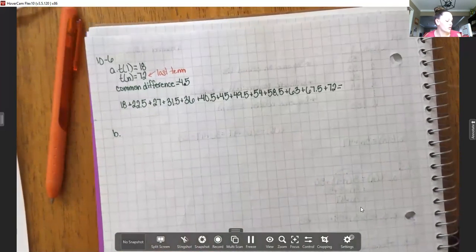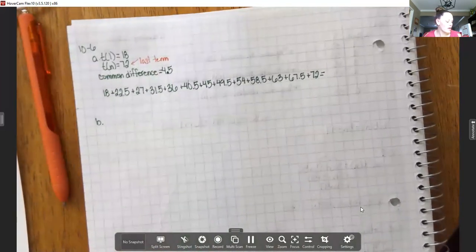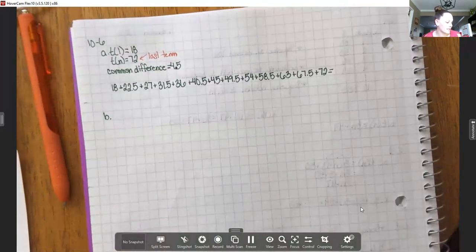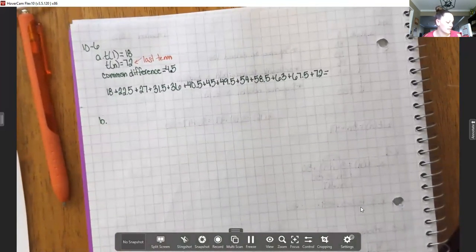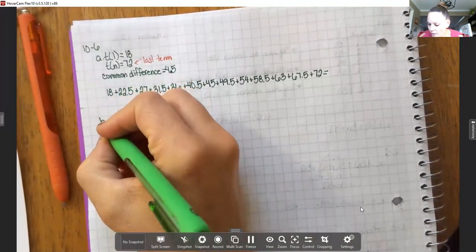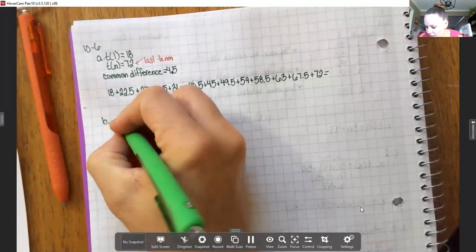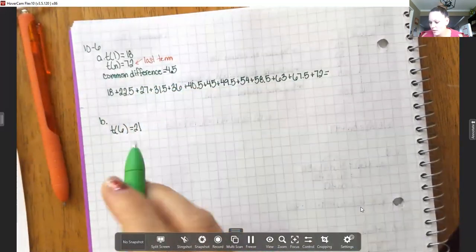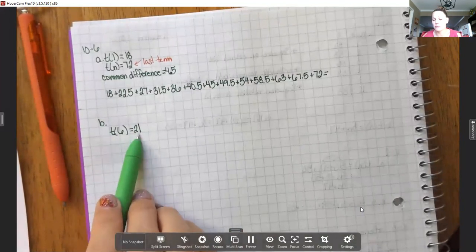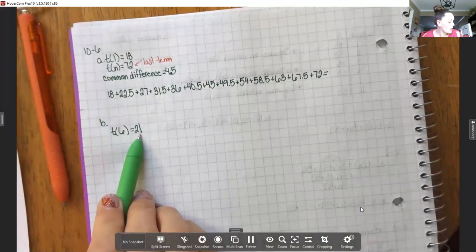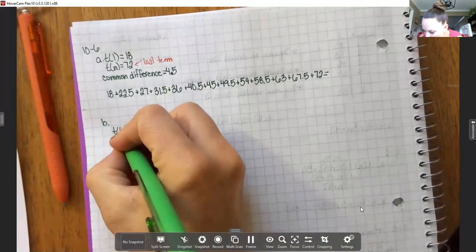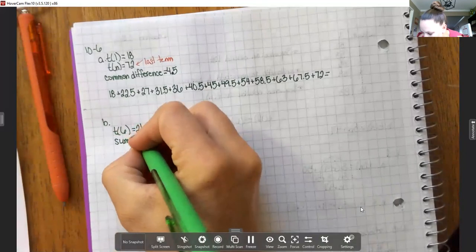For part B, it says you know that there are 6 terms. The last and smallest term is 21 and the sum is 336. What is the series? What is the sum? So T of 6 is 21, and that's the last term. That's the smallest term, so it's going down. And we know that the sum is 336.